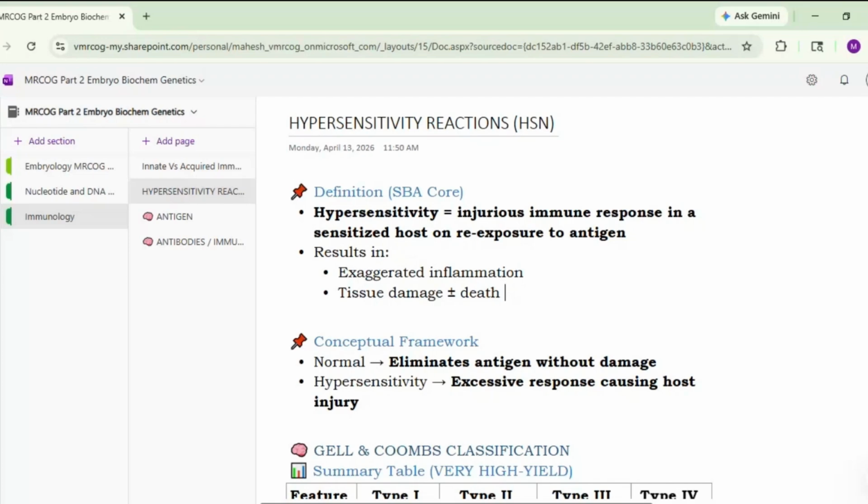So what is the concept basically here? Normally, the body eliminates the antigen without damage. But in hypersensitivity, there is an excessive response which causes injury to the host also. So normally there is an elimination of the antigen but no damage to the host, while in hypersensitivity, there is an excessive immune response causing host injury also.